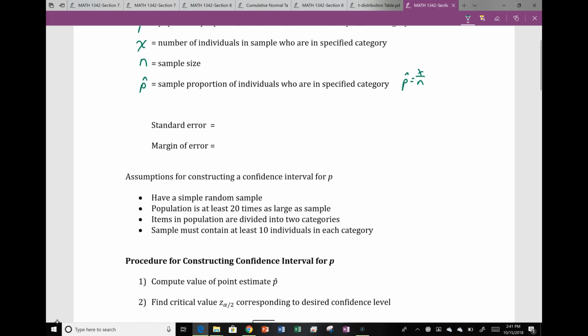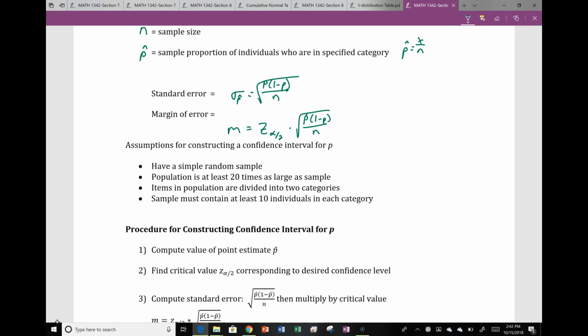When we look at the standard error for population proportions, our standard error, sigma sub P hat, is going to be the square root of P times 1 minus P divided by N. For the margin of error, M, we're going to use Z alpha divided by 2 times that standard error. Sometimes different places use P hat because P hat is what we've actually calculated. We don't actually know P.